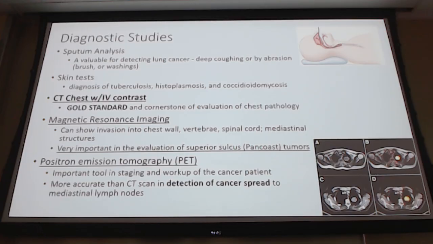Okay? We can do MRIs. They are very slow. They take a long time. But if we have something that is a tumor that is invading into the chest wall or into the vertebrae or into the spinal cord, we do spinal structures, the superior sinus or the Pancoast tumors, which we'll talk about.